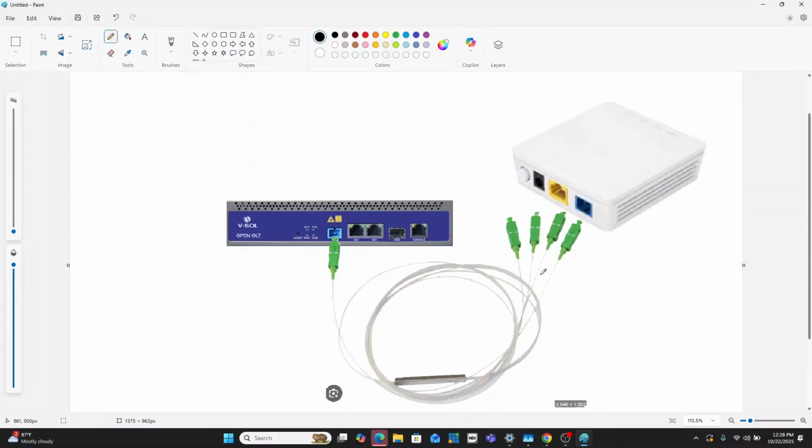Now, I asked a question last week. If I had 200 customers in Okewale and I wanted to service them using fiber, which optical networking mode would I use?